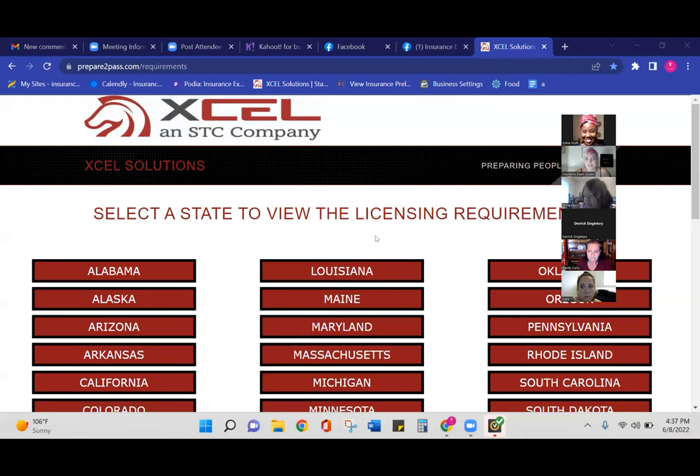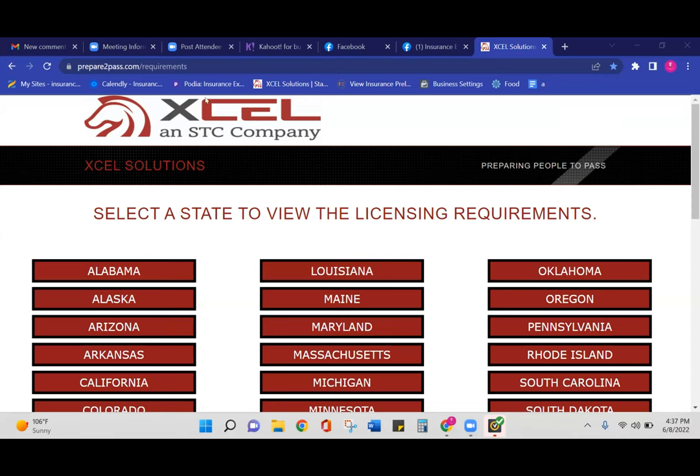Okay. All right. So let's look at Texas because I saw Texas quite a bit. This is the website that I'm at, and it's called Prepare to Pass. And I'm going to put it in the chat box right now. So it's prepare to pass/requirements. And this is from Excel.